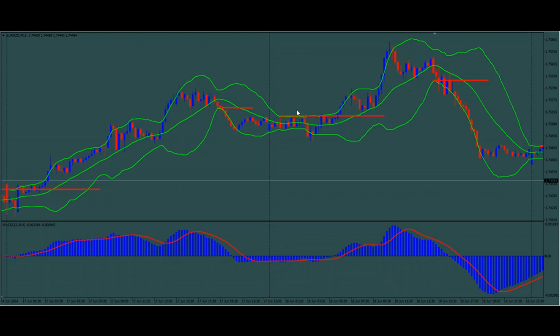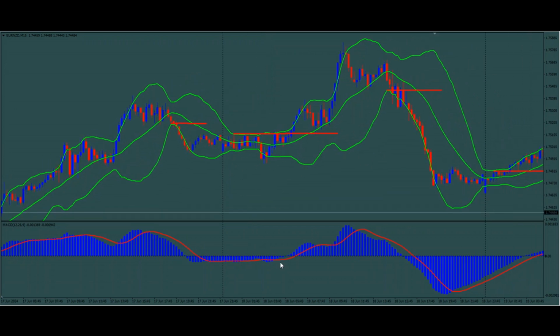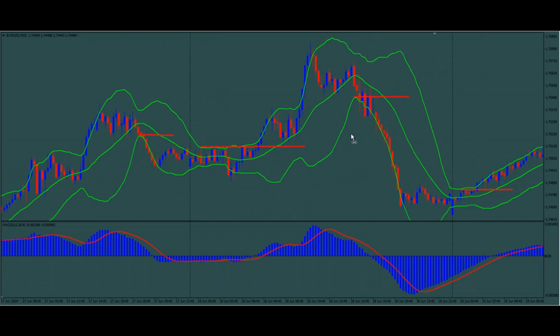Here again, you have contraction in the market. You see it's happening every now and then. You see price at this point breaks above the horizontal line, which is our contraction point. And you see here the histogram is above the signal line of the MACD. So this is a very nice opportunity for a buy trade. And we open a buy trade and we keep riding the trend.